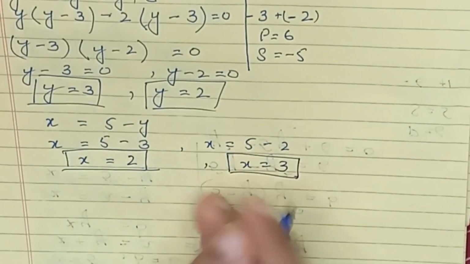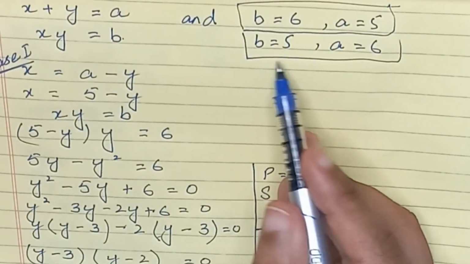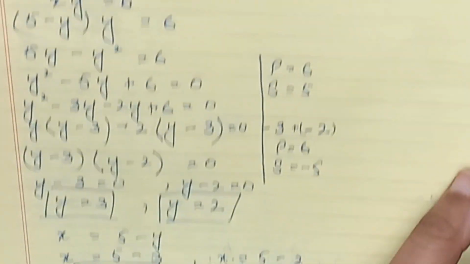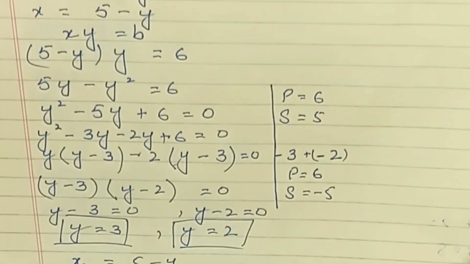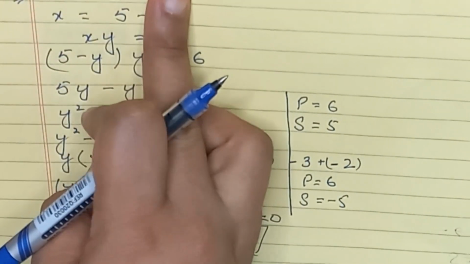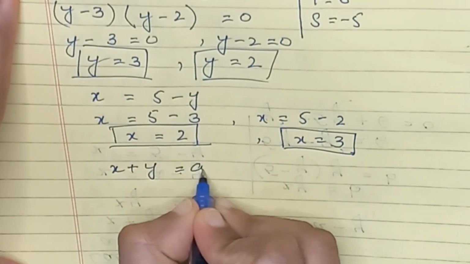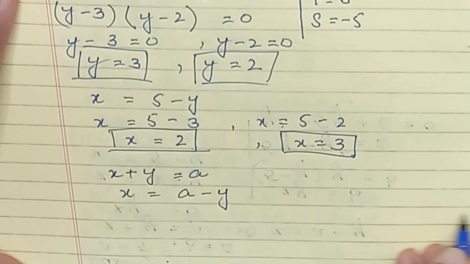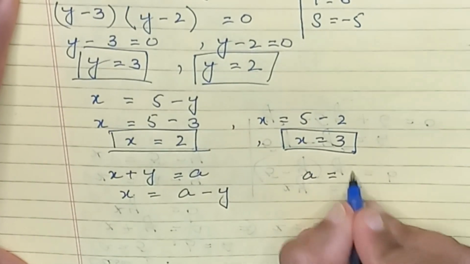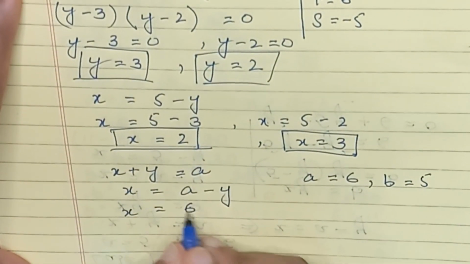This is our first case. Now we have case 2, where b is 5 and a is 6, and the same equations: x plus y is equal to a and xy is equal to b. From the equation x plus y is equal to a, x is equal to a minus y. Now in this case we have a is equal to 6 and b is equal to 5, so it will become x is equal to 6 minus y.